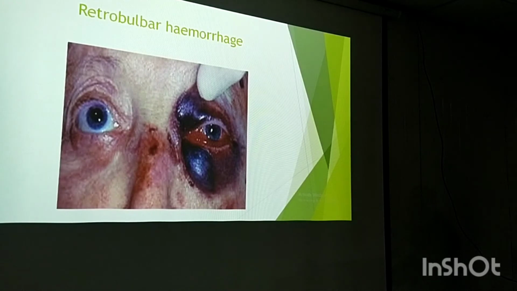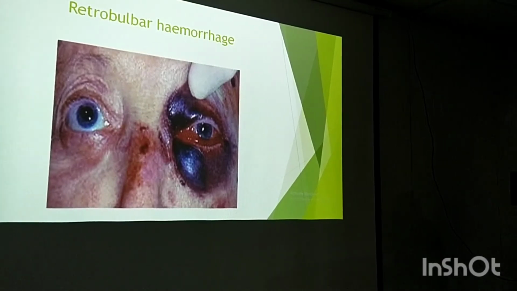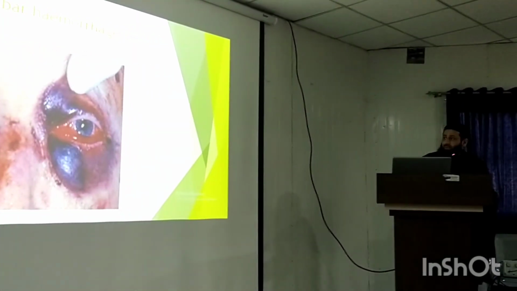Retrobulbar hemorrhage, blunt trauma, and it could be iatrogenic as well. When we give a peribulbar injection for the cataract, sometimes because it is a blind procedure, in unexperienced hands it may happen. So the eyeball is compressed and optic nerve is threatened here because of compression.